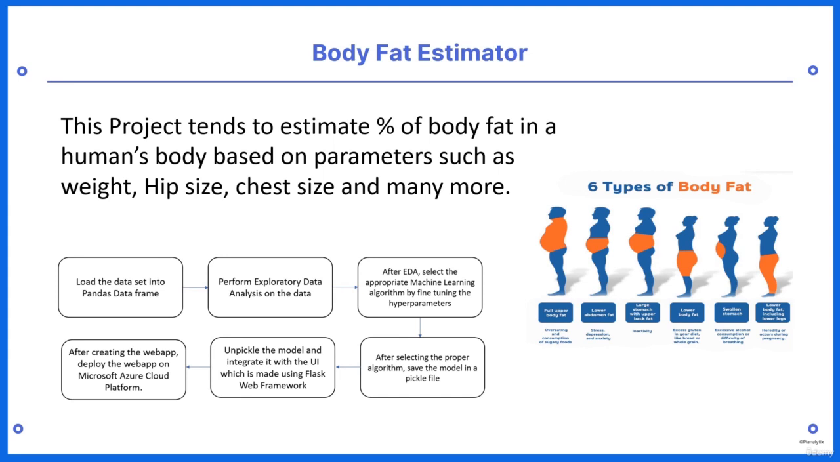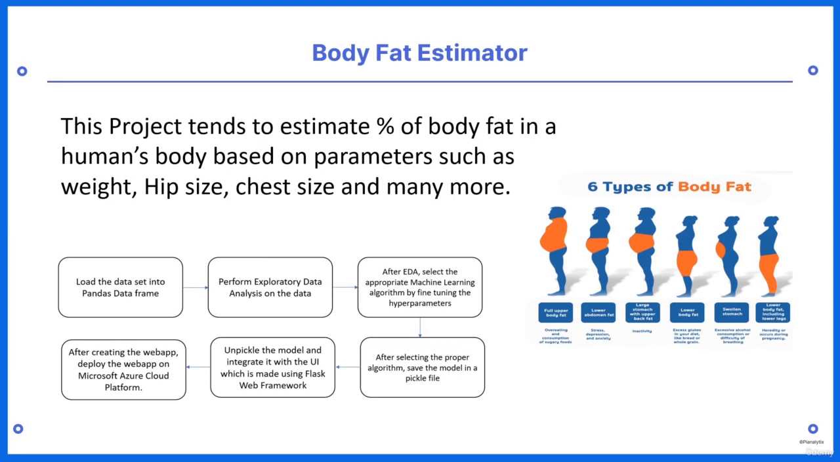So we select the best machine learning algorithm by tuning its hyperparameters, and once everything is settled, we save the model weights in a pickle file, and then we integrate that pickle file by unpickling it into the UI. The UI we can make using Flask or Streamlit or any other full stack framework, but it should use Python. You can use Flask, Django, or Streamlit, anything.